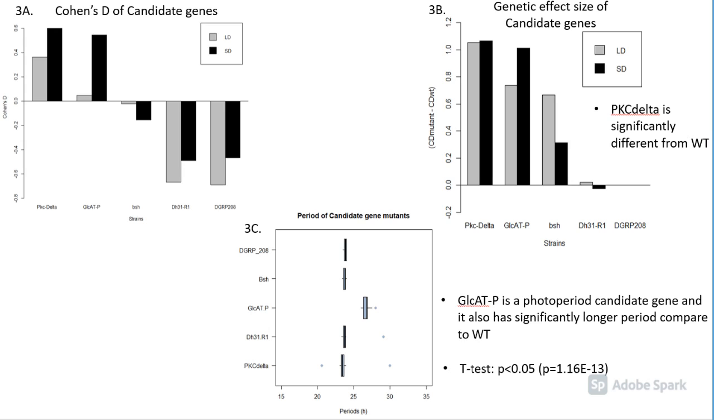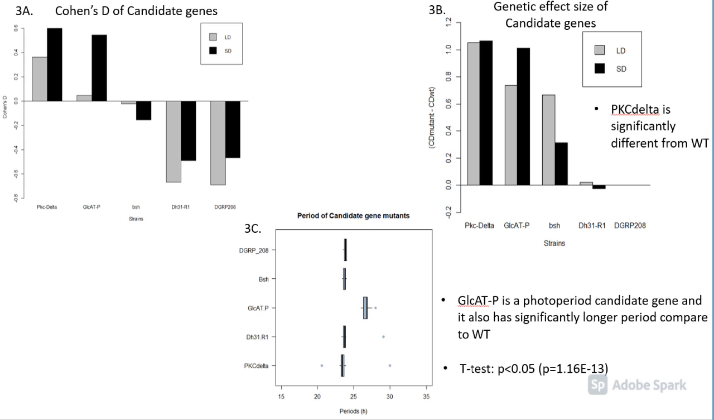Next, we looked at the photoperiod response of the knockout mutants of the candidate genes compared to the wild type in Figure 3. Since we were interested in knowing the difference in photoperiod response of the candidate genes from the wild type, in Figure 3b we calculated genetic effect size. It was found that three candidate genes show a significantly differential response from the wild type, with PKC delta being the most different.